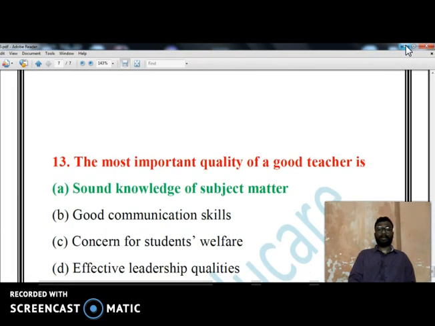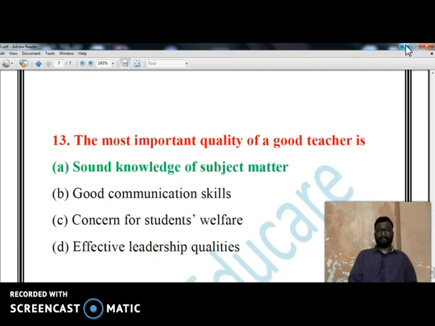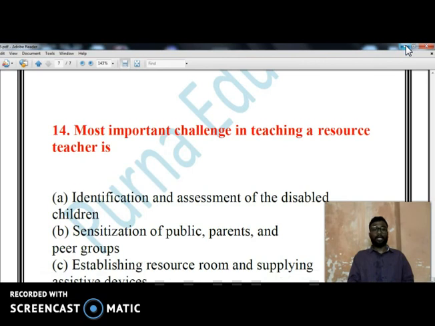The most important quality of a good teacher is sound knowledge of subject matter, good communication skills, concern for the student's welfare, effective leadership qualities. Generally, yes, the most important quality of a good teacher is sound knowledge of subject matter. Without sound knowledge of their own subject, a teacher is nothing. So in order to survive in this profession, the teacher must have a good amount of sound knowledge of subject matter. There is no use of communication skills without subject matter. I hope you understood. With subject matter, communication skills are really required. I hope you understood.